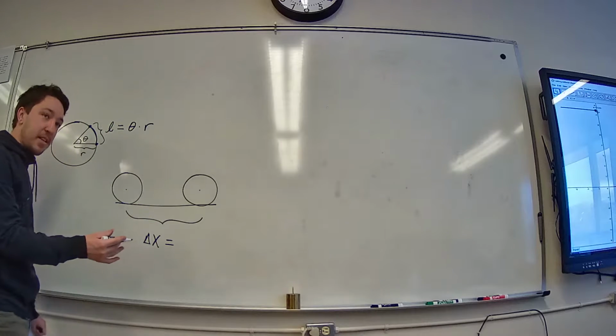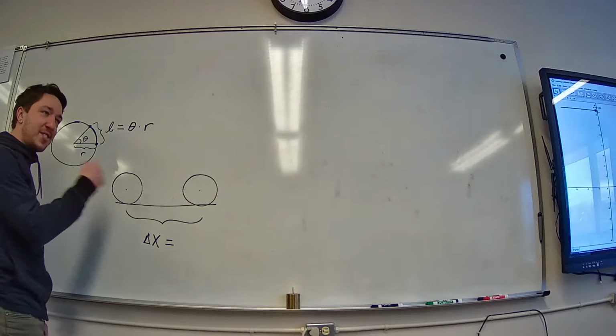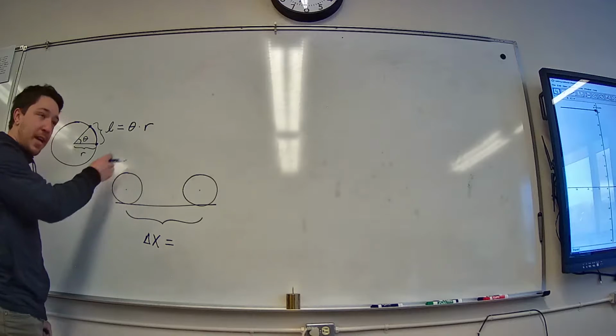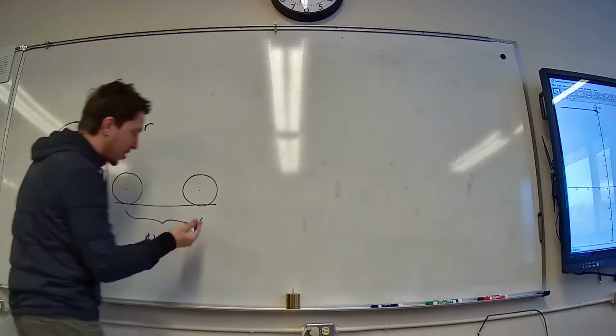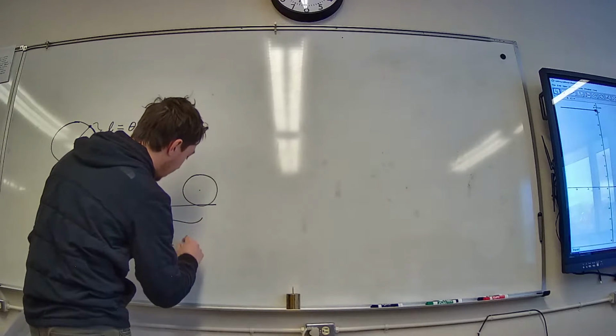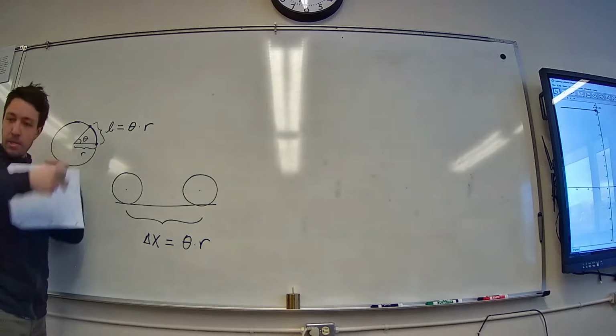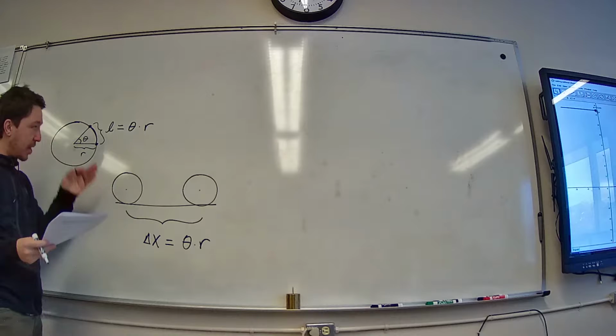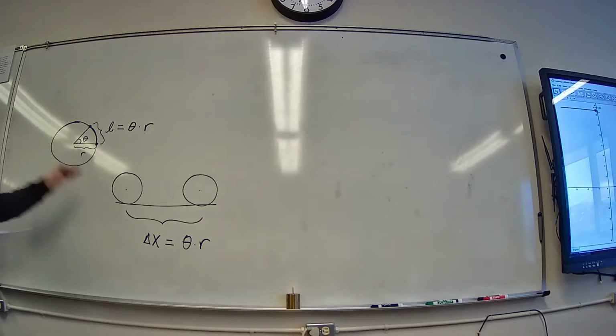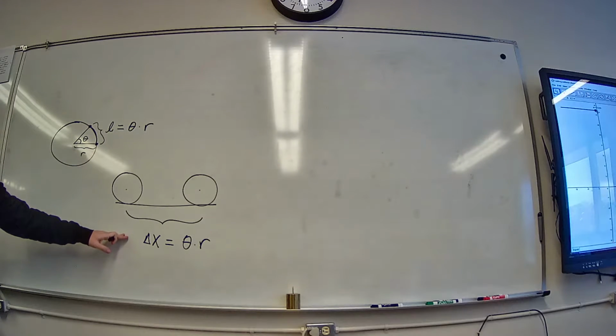The distance traveled is like the arc length subtended. So it's the same idea: it would be the rotation angle multiplied by the radius. Does that make sense going from here to here? Yes, hopefully. If not, we can discuss it further. It's fine.